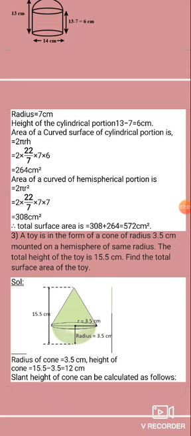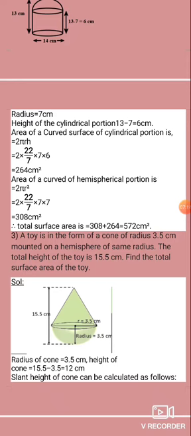Now the radius of the cone is 3.5, then height of the cone is equal to what? Total 15.5 minus 3.5, which is the radius of the hemispherical portion. So what we get? 12 centimeter when you subtract it.